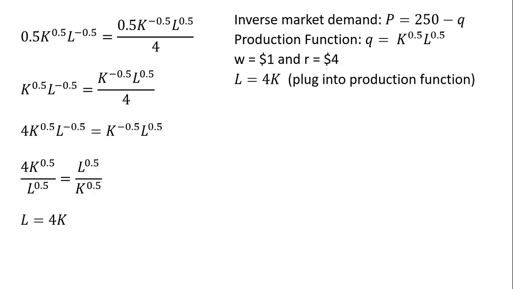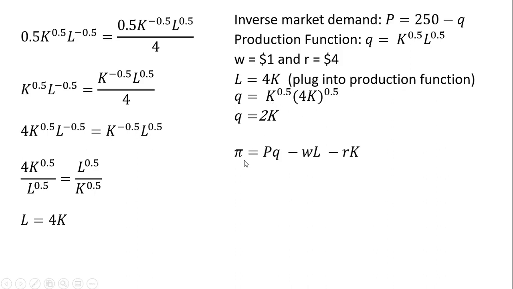What I want to do now with this L equals 4K is to plug it into the production function. So where we have L, I'm going to plug in 4K and simplify that a little bit. Square root of 4 is 2. And we're going to have K to the 1/2 times K to the 1/2, which is just K.